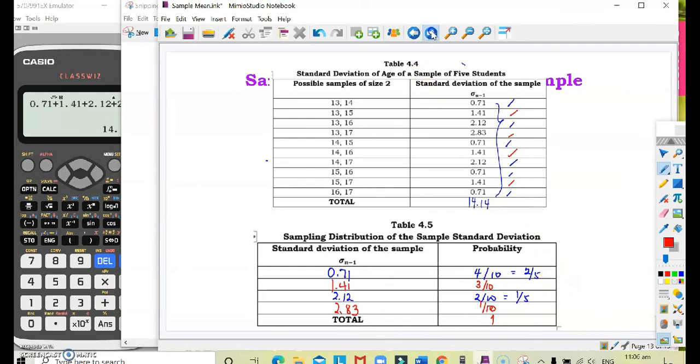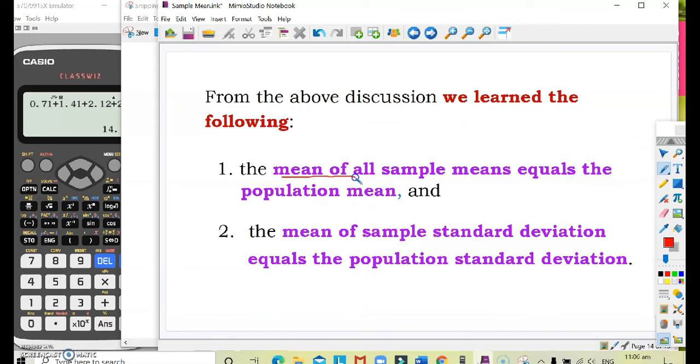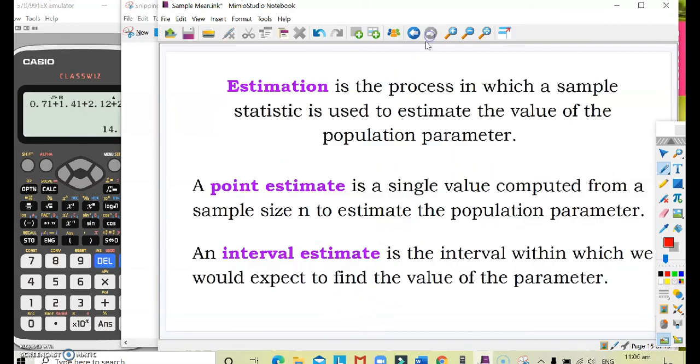What have we learned? We have learned that the mean of all sample means is equal to what? To the population mean. Okay, we learned that earlier. We also learned that the mean of the sample standard deviation is equal to the population standard deviation. So, what did we do earlier? We actually did an estimate. Estimate is the process in which a sample statistic is used to estimate a value of the population. What do we mean by that?